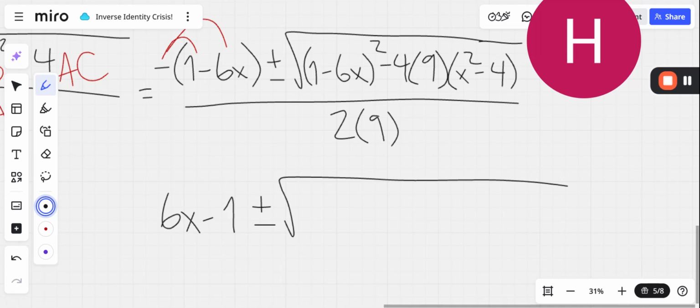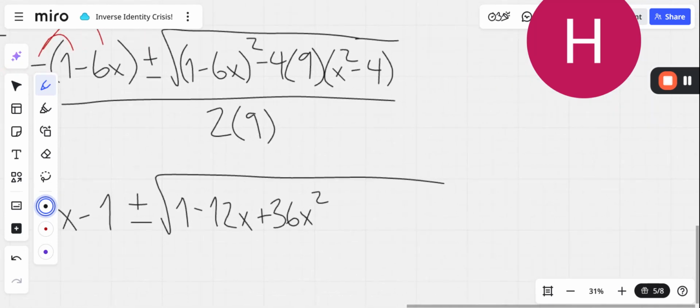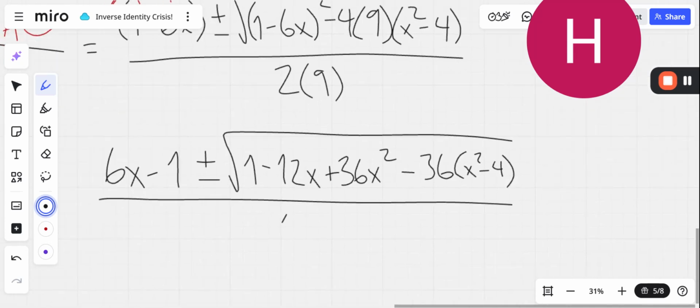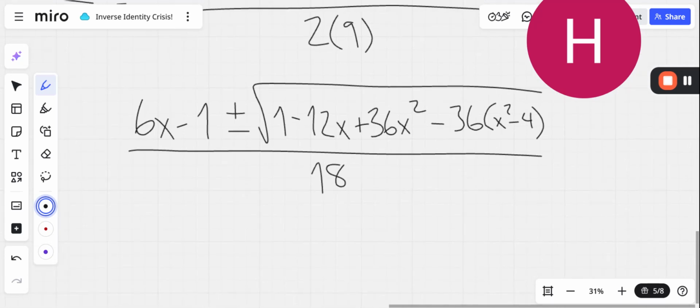Let's FOIL this. This is going to be 1 times 1, negative 6x, and another negative 6x. And then we're going to have negative 6x times itself. So negative 6x times negative 6x gives us plus 36x squared. Have no fear, because this is going to be minus 36 times x squared minus 4. So some stuff's going to work out kind of nicely, it looks like, over 18.